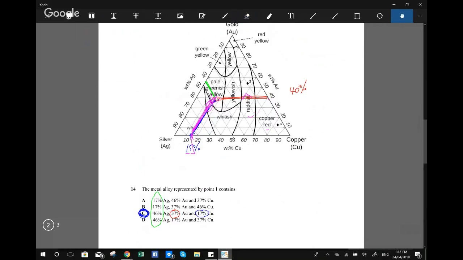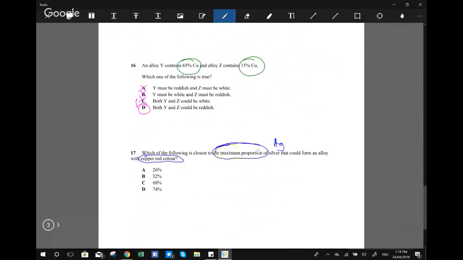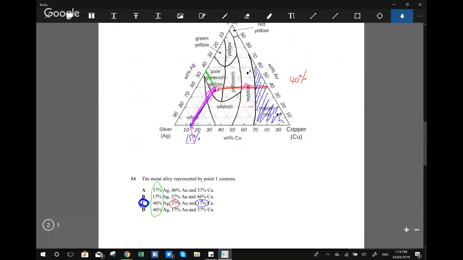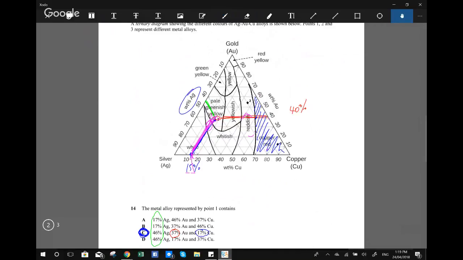Okay, so you can see that the copper red region is here. Okay, that's copper red. And we want to know, double check, the maximum that Ag, silver, could be. And the maximum proportion of silver that could form an alloy with that color. So if you look at silver, okay, that axis is for the weight percent of silver. To read off that axis, you need to go down and right, okay? And essentially what we need to look at is the range of values. We want to look at the maximum. So the range of values which could give us copper red.